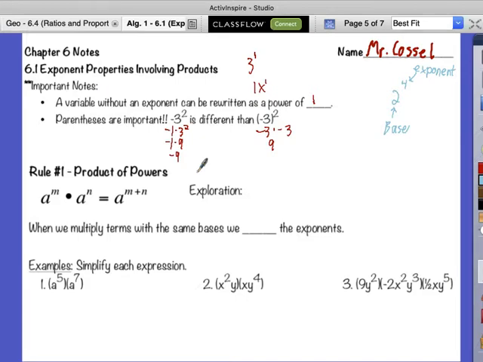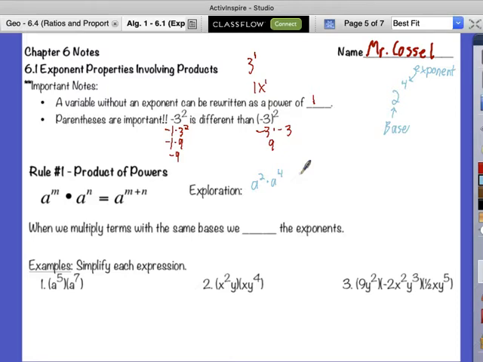Okay. And exploration. Exploration means we're going to figure something out. We're going to figure out why this rule exists and how it works. So let's say we have a to the second times a to the 4th. Go and write that down with me, right next to that exploration.